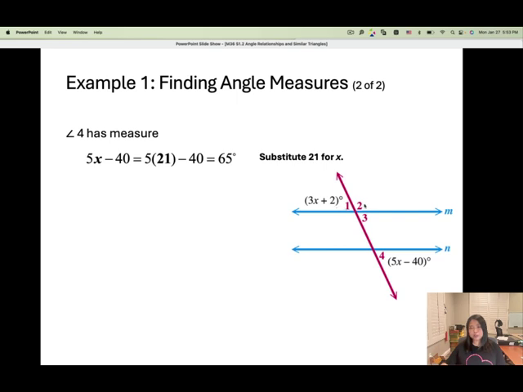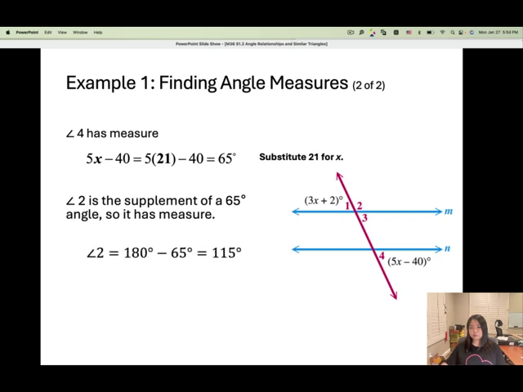Now we could find angle 2, right? Angle 1 and angle 2 lie on a straight line, so this is a straight angle. That means angle 1 plus angle 2 will be equal to 180. So angle 2 will be 180 minus angle 1, 65 degrees, which is equal to 115 degrees.